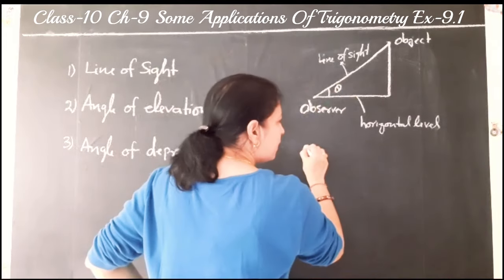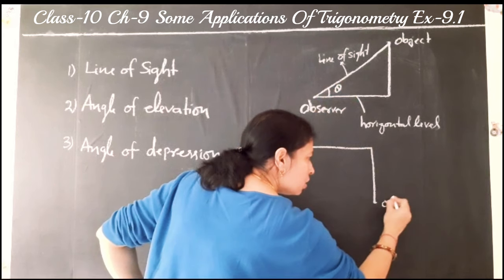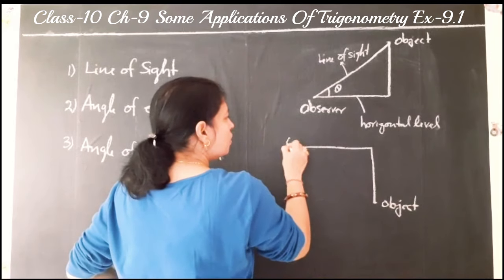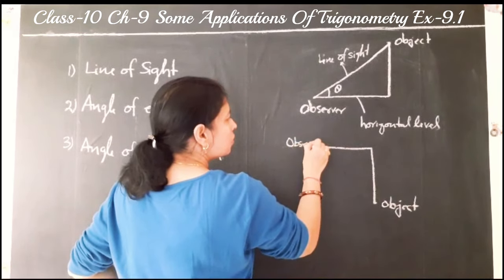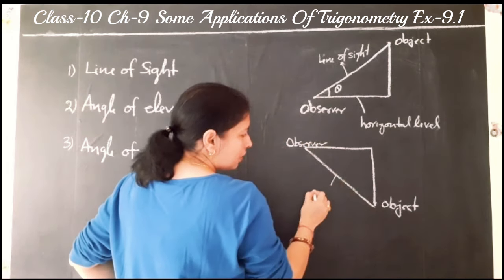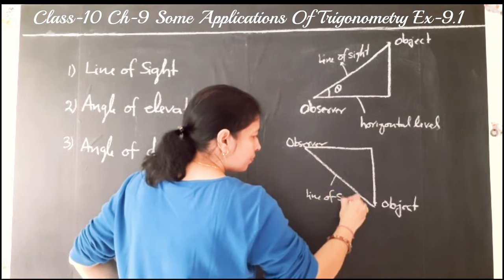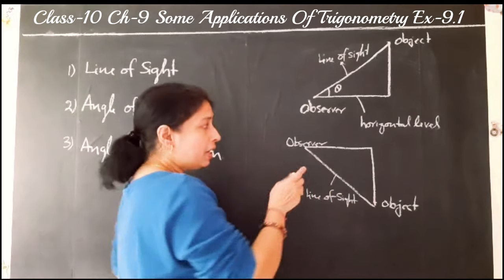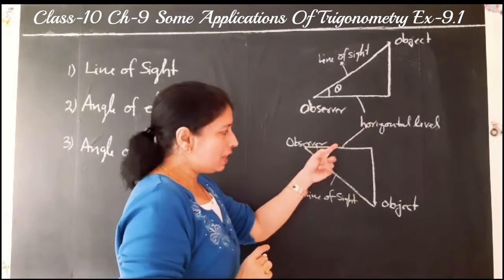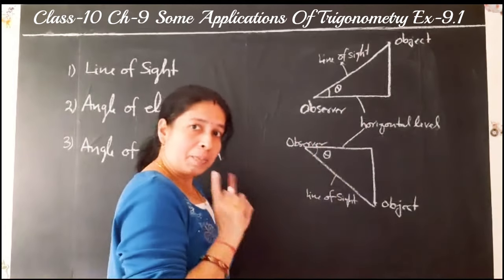And suppose the object is kept below the horizontal level. So suppose here is the object, and here is the observer. Then this line is called line of sight. Now here, this is the horizontal level. So the angle between the horizontal level and line of sight here is called angle of depression.